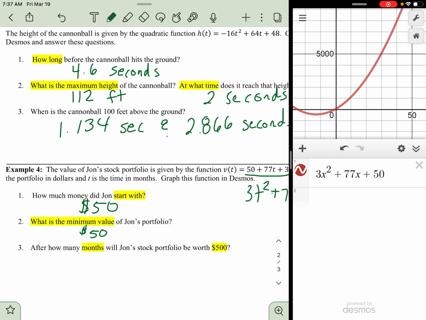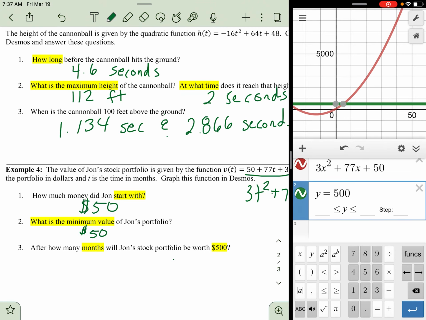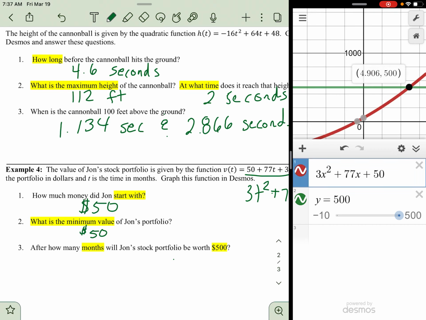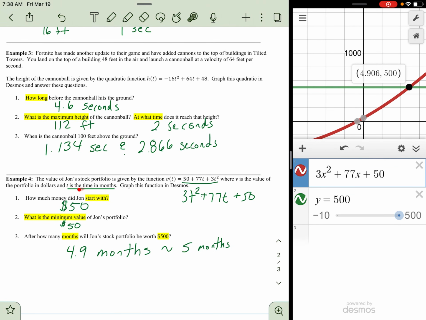So then it says, well, after how many months will John's stock portfolio be worth $500? So this is, again, a situation where they want to know, where does it touch 500? So we type that in. I'm going to zoom in. And it reaches it after, let's see, it says time here is in months. So the time here would be 4.9 months, or about 5 months. That's very quick if you think about it. His stock portfolio went from $50 all the way up to $500 in 5 months. Wow, that's impressive. All right, so that's how you work through the problems.